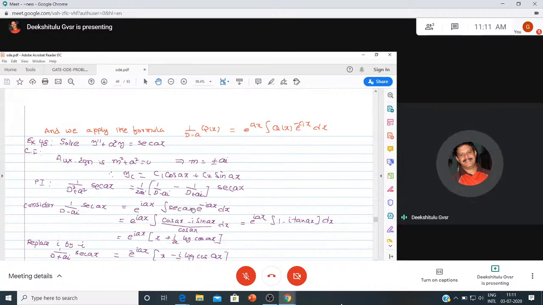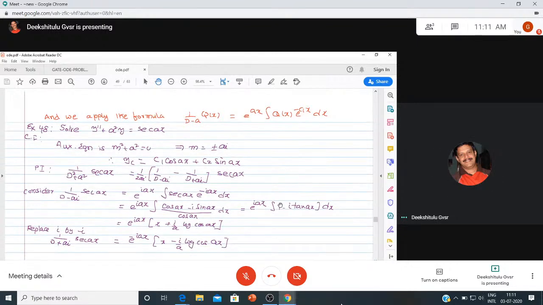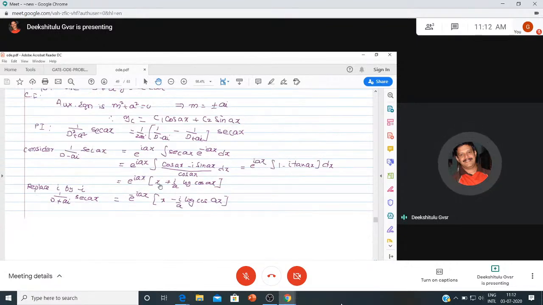So e power iax, secant ax, e power minus iax is cos ax minus i sin ax, times secant ax, which is 1 by cos ax. So if you simplify this, cos ax cancels, and minus i sin ax by cos ax is minus i tan ax dx. So integral of this: e power iax, integral of 1 is x, minus i tan ax, whose integral is log secant ax, or minus log cos ax by a. So this is what we get.